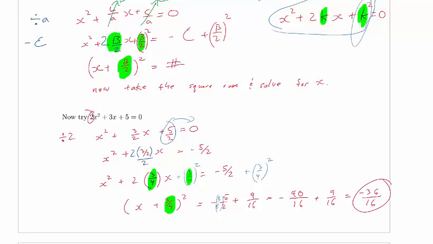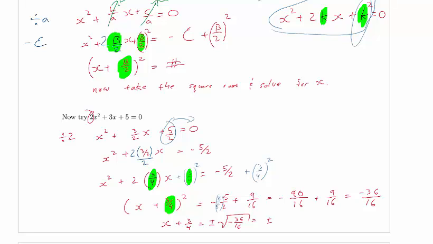Now you can reduce this, of course, but we're going to leave it like this for right now because we're going to take the square root. Note 36 and 16 are both perfect squares. And so we take the square root of both sides. So we've got x plus 3/4 equals positive or negative square root of negative 36/16.